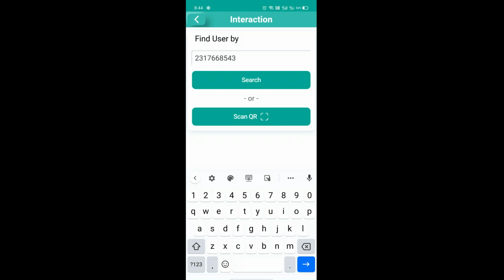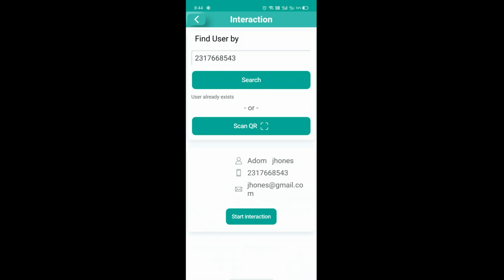The way that works is we are playing around with a lot of things here, user privacy and stuff like that. Now, suppose you're meeting this guy, Adam. You can go ahead and search for his mobile number. And I think, Harsha, we need to have a country code defaulted here.